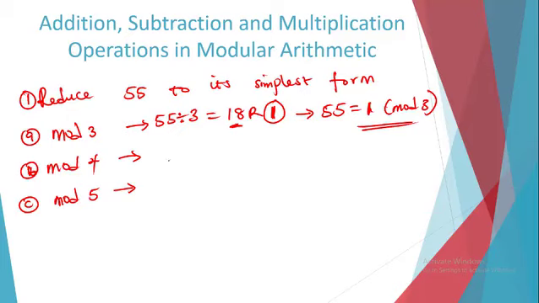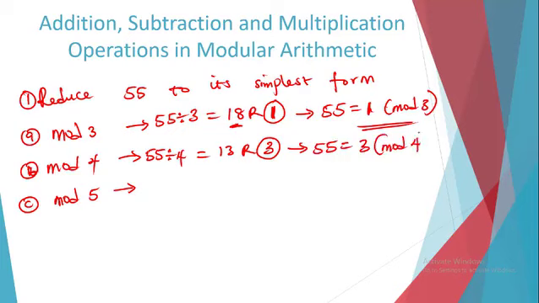Now for B, mode 4, all we are going to do here is to divide 55 by 4. And 55 divided by 4 will give us 13, remainder 3. And remember, we are interested in the remainder. So invariably, it means that 55 under mode 4 is equal to 3. You write in bracket mode 4. So 55 is equal to 3. Do we understand now?